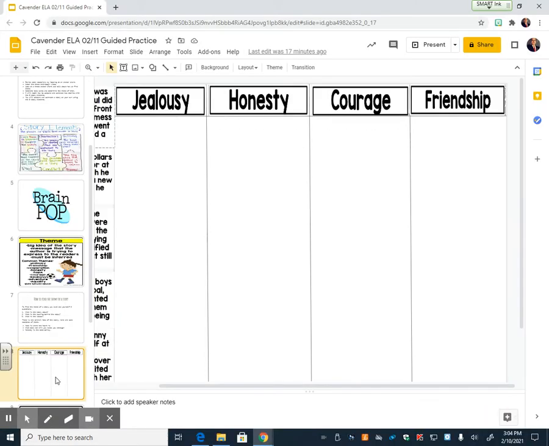All right. So now I'm going to read some task cards and we're going to decide whether the theme is jealousy, honesty, courage, or friendship. All right. So I'm going to pull it over to the middle to read them.